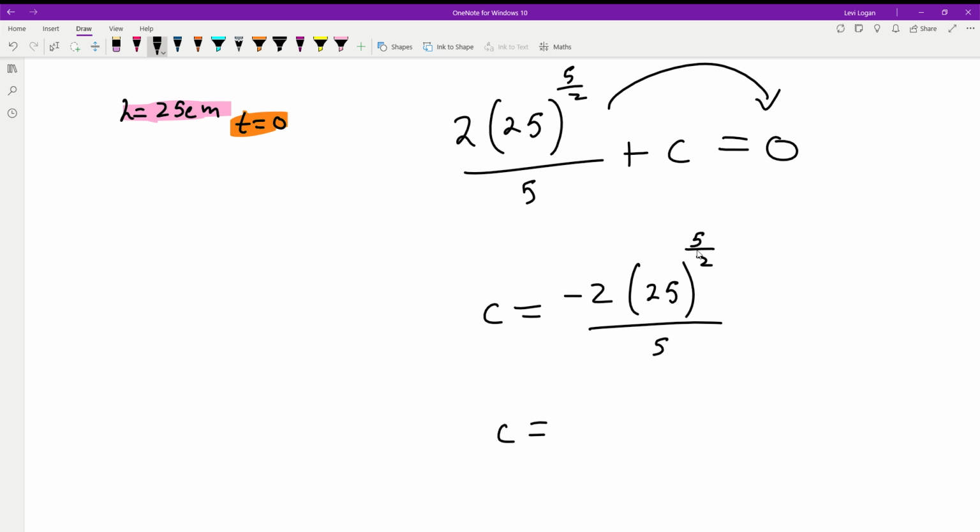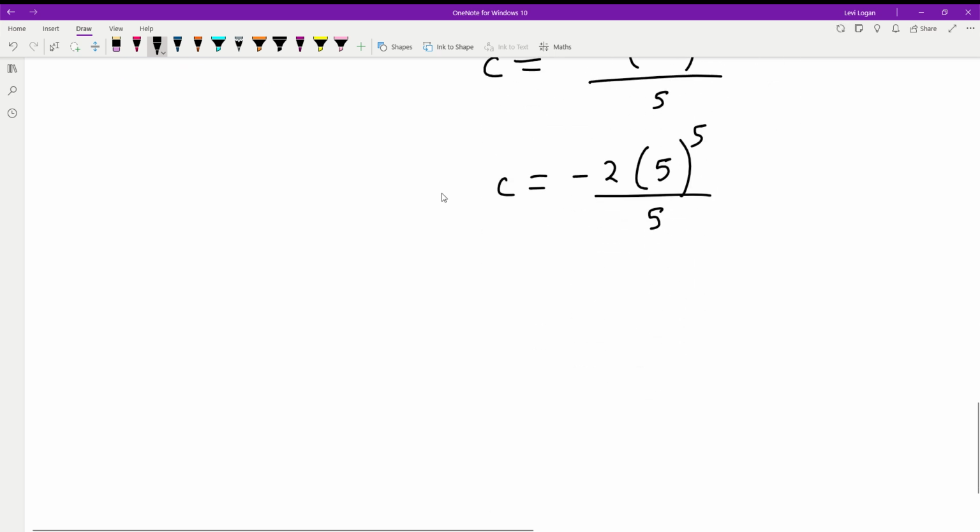Okay. So first of all, you can apply the square root. So you have -2 times by 5 to the power of 5 on 5. Now because those are the same thing, you can pretty much subtract one of the powers up here and get rid of this 5 on the bottom. So you would have c equals -2, 5 to the power of 4. And then pretty much we just work out 5 to the power of 4.